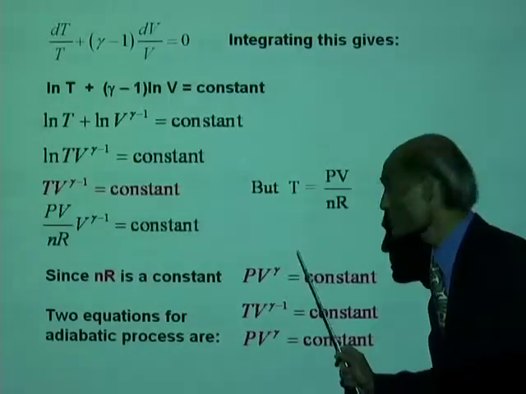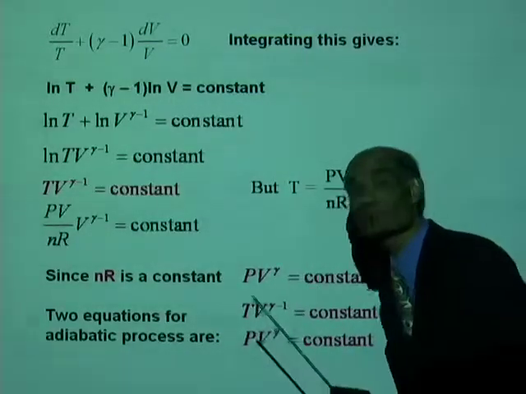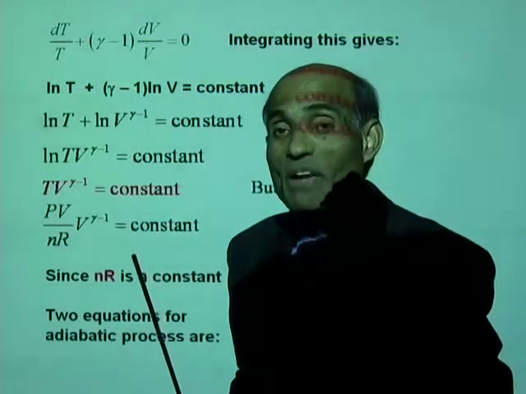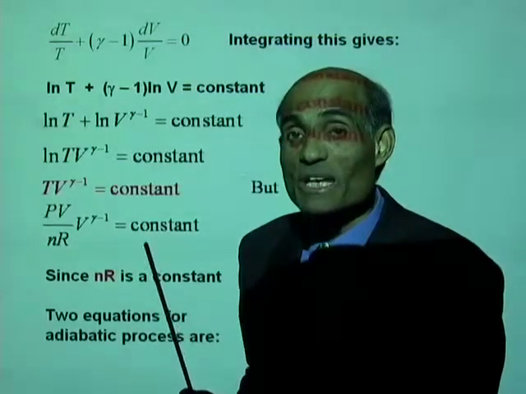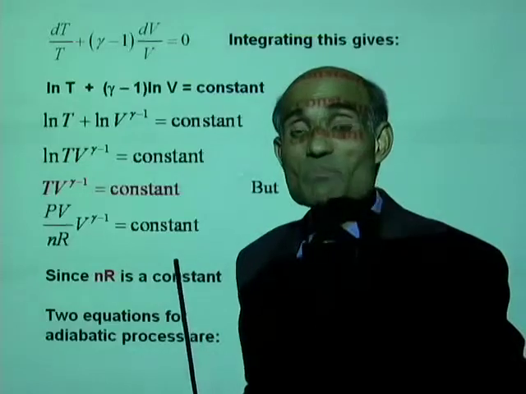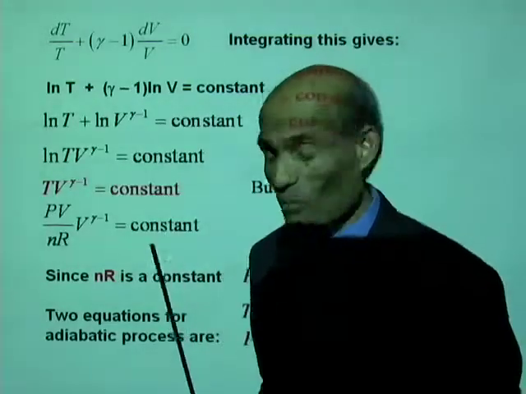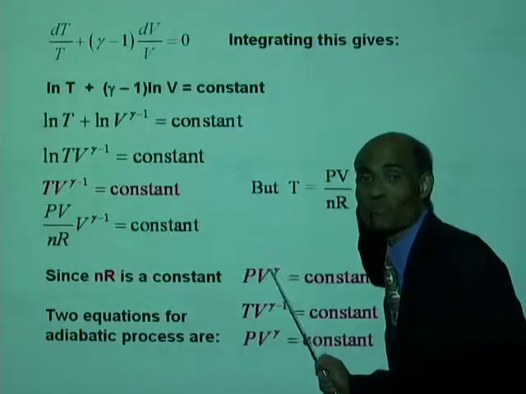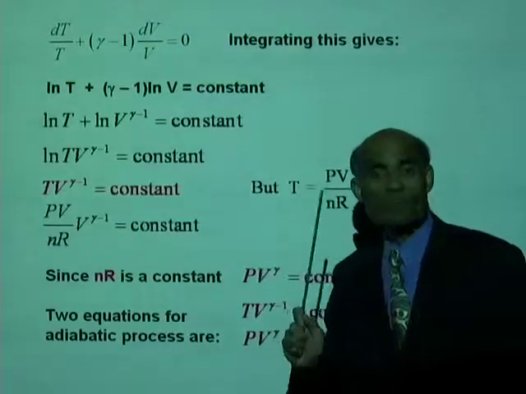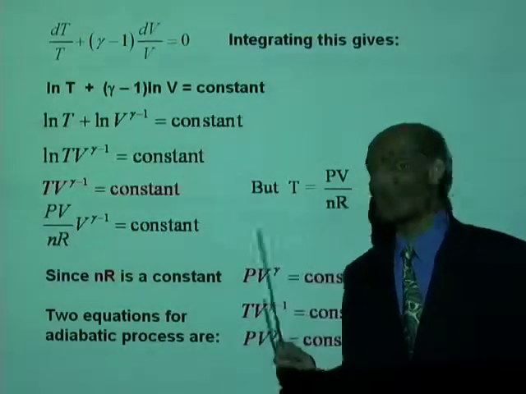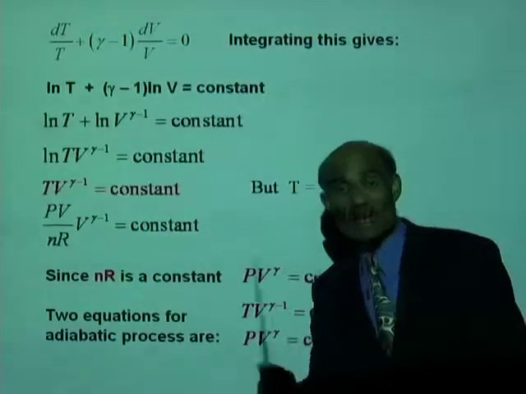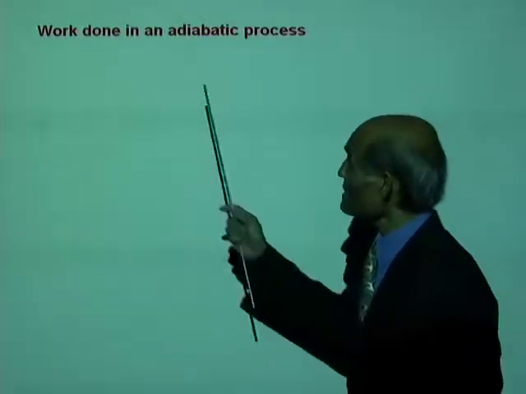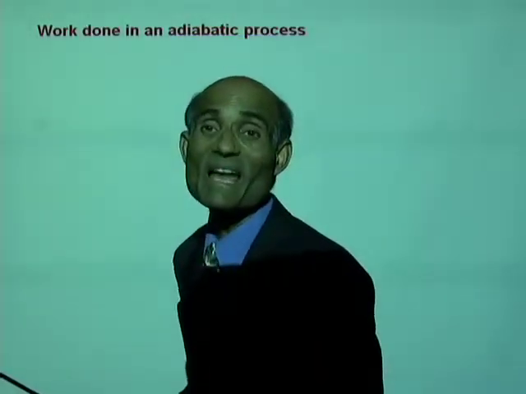Tell me, if you still remember, what does this gamma represent? Gamma is the ratio of heat capacity at constant pressure to the heat capacity at constant volume, Cp over Cv. And what is the value of gamma for a monoatomic gas? The value of gamma for a monoatomic gas is 1.67. What's the value of gamma for a diatomic gas? It is 1.4.